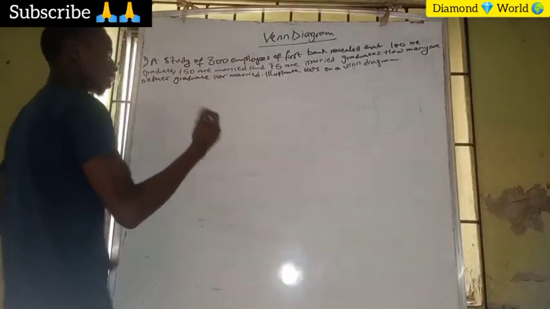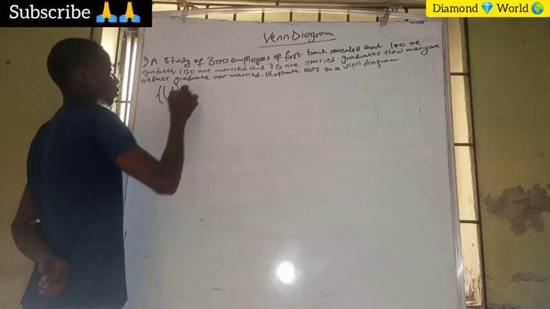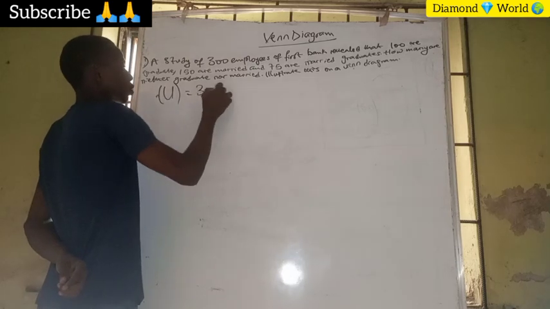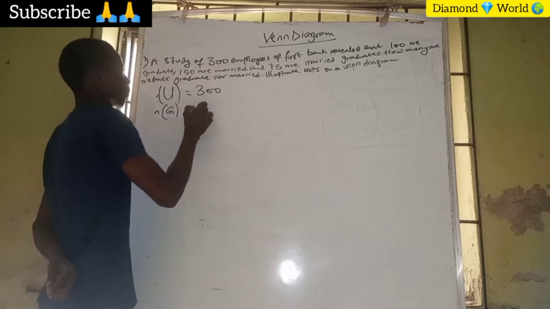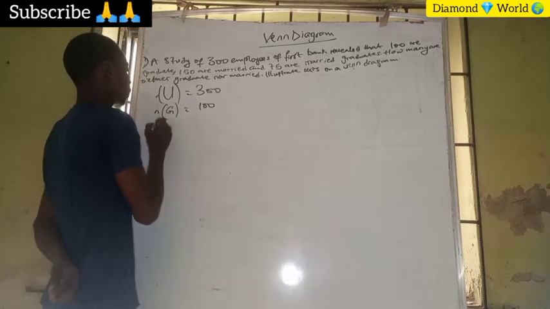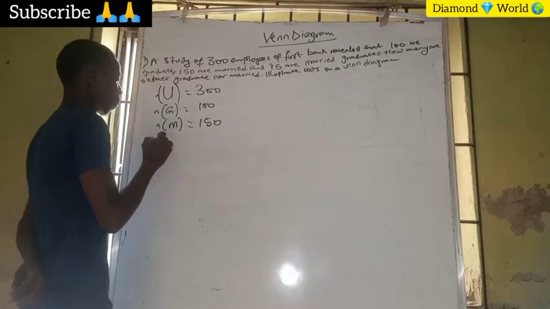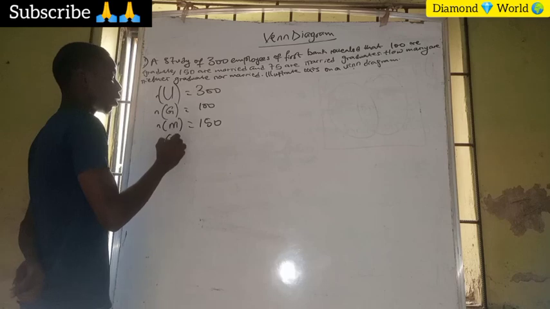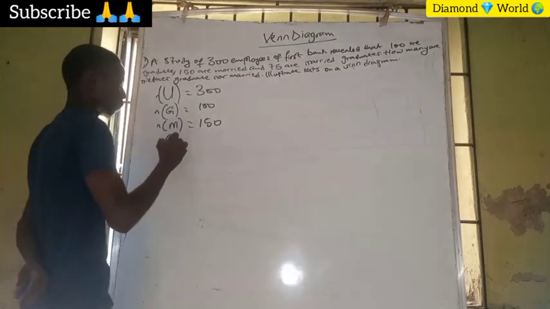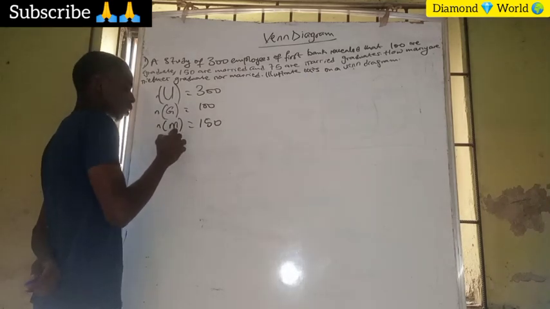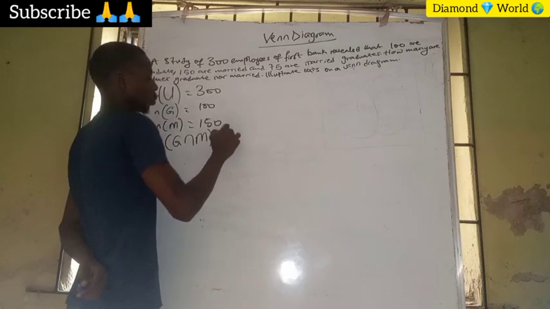Now, let's see. We have our universal set, that is 300. Number of the first thing, graduates, let's use G, that is 100. Number of married, 150. And we're told the number of married graduates, G notation M, is equal to 75.